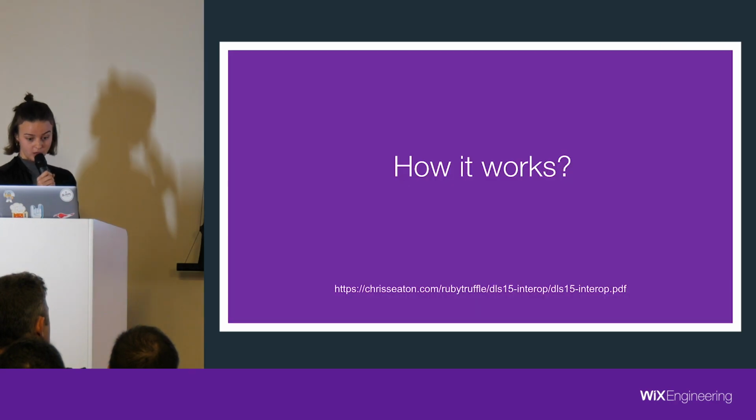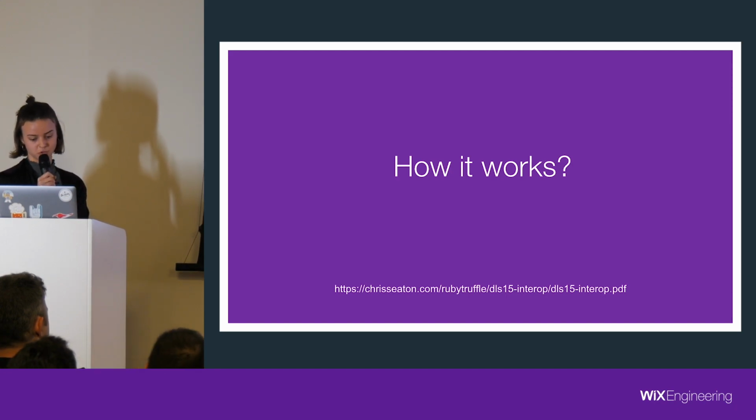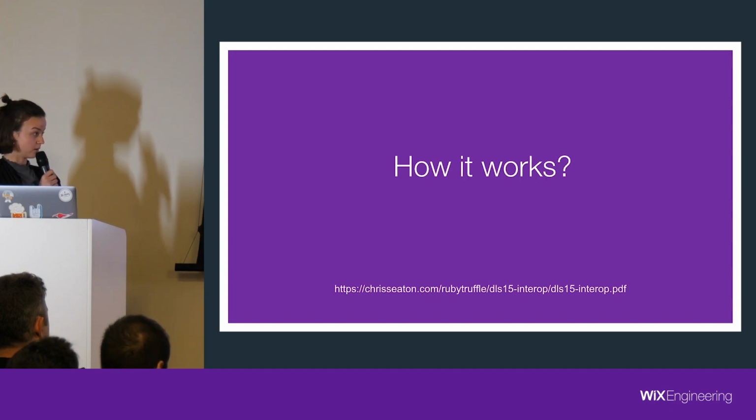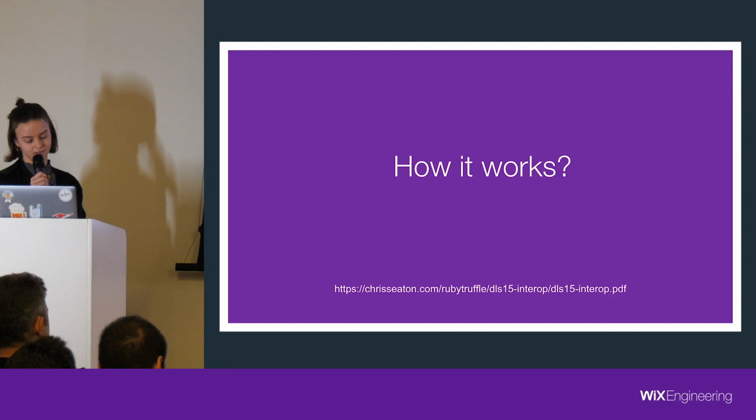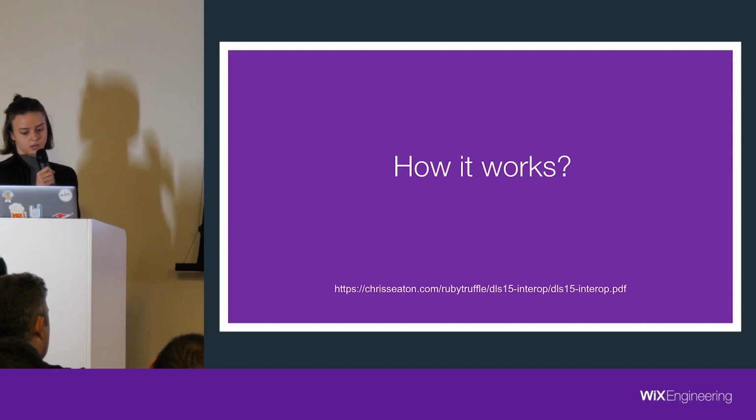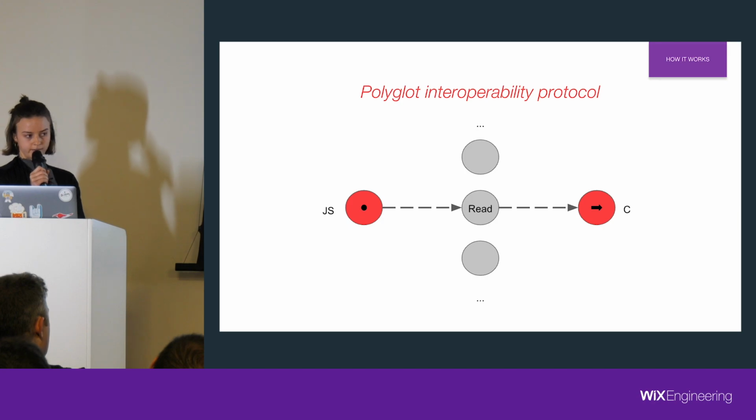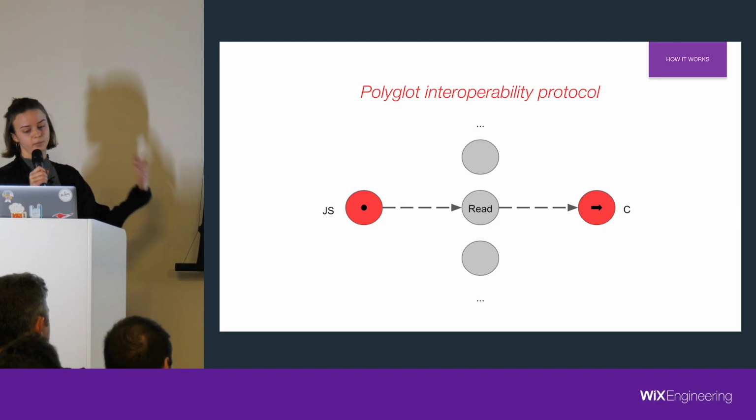So, how does polyglot in GraalVM actually work? I won't go into too much technical detail. If you want that, you should read this research paper by Oracle. It has formulas and stuff, and it's difficult to read, but it's also very interesting. It will answer all of your technical questions much better than I can. So, GraalVM made polyglot work by introducing a polyglot interoperability protocol.